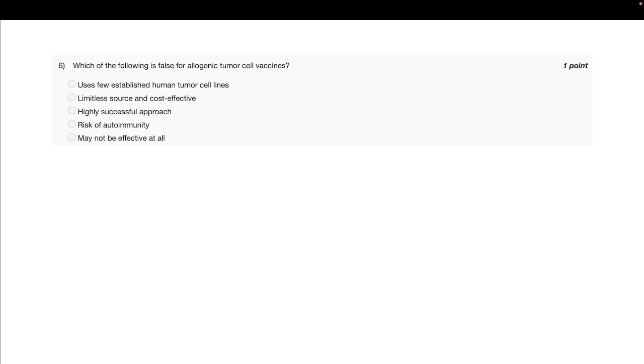Option 4. 1, 2, 3, 4. Risk of autoimmunity. Okay. Thanks for responding, both of you. Anyone else wants to give it a try? Option 4. Option 4 is again risk of autoimmunity. Okay.